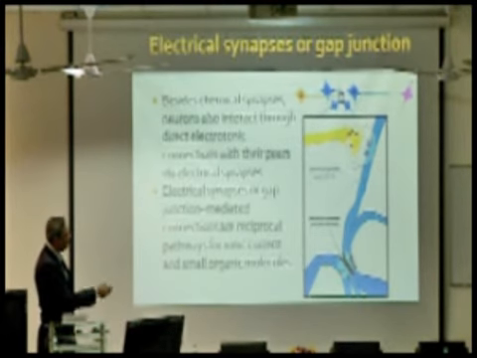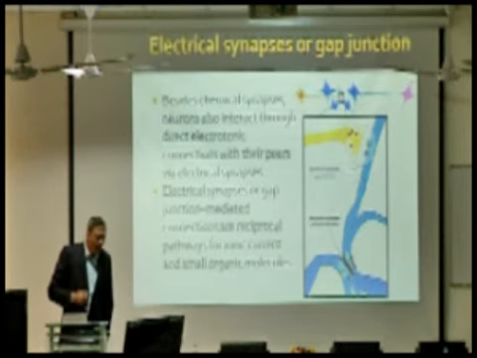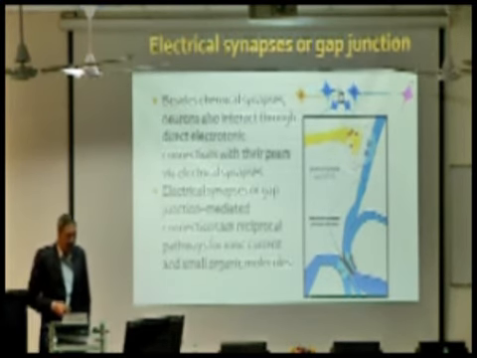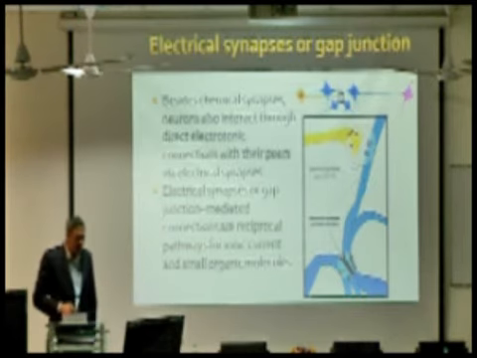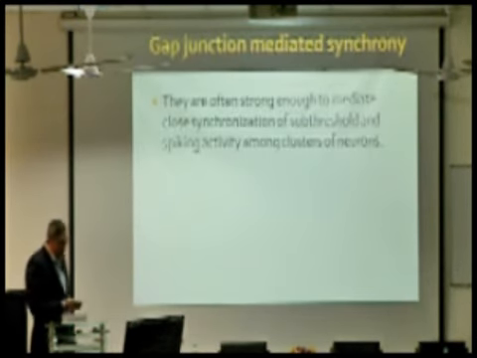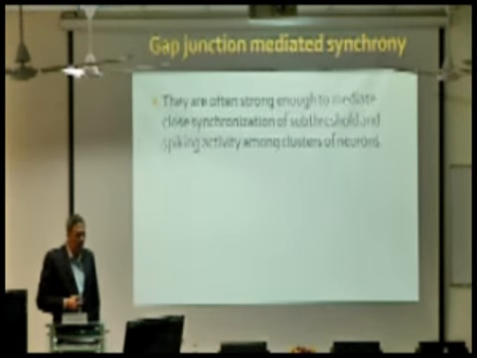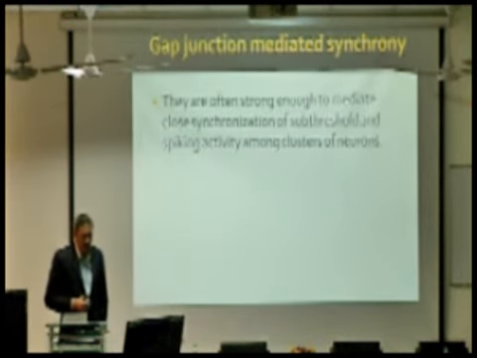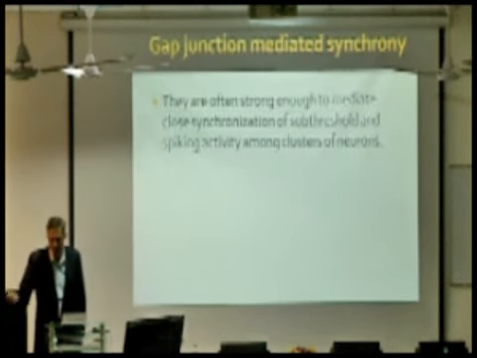All formal connections are the chemical-based synapses, and these are actually very slow. Electrical synapses, or gap junction mediated connections, are reciprocal pathways for ionic currents and small organic molecules. And as Professor Hameroff has been suggesting, they are often strong enough to mediate close synchronization of subthreshold and spiking activity among clusters of neurons as far away as almost across the brain.